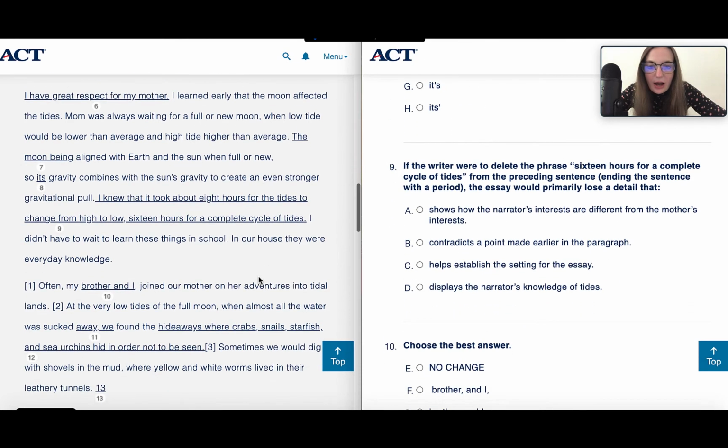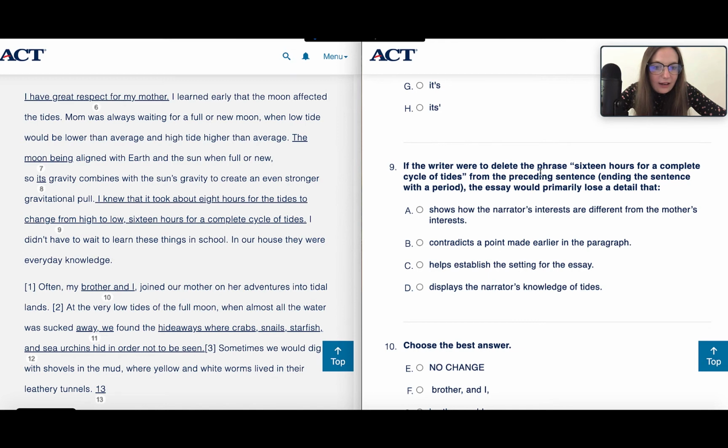Looking at question 9, if the writer were to delete the phrase 16 hours for a complete cycle of tides from the preceding sentence, what would the essay lose in terms of a detail? Okay, so let's see what we have right now. I knew that it took about 8 hours for the tides to change from high to low and 16 hours for a complete cycle of tides.